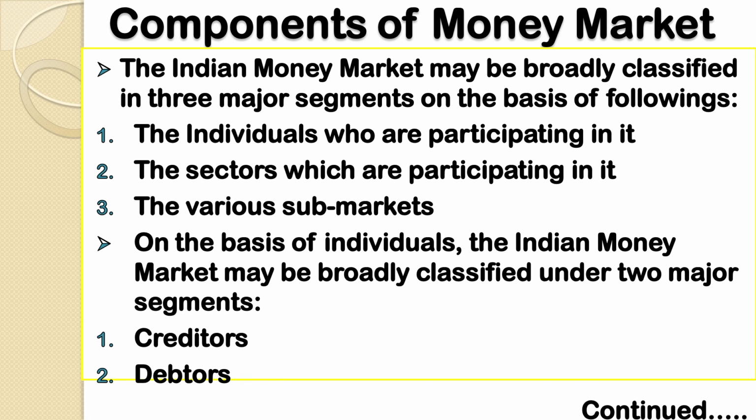Because we know that all the individuals who are participating or dealing in short-term lending or short-term borrowing, that means they are either lending or borrowing money for a period of less than 1 year. They are regarded as either creditors or debtors. So all the individuals who are participating in the Indian money market, since the money market deals with short-term securities whose maturity period is less than 1 year, may be regarded as either a debtor or a creditor.